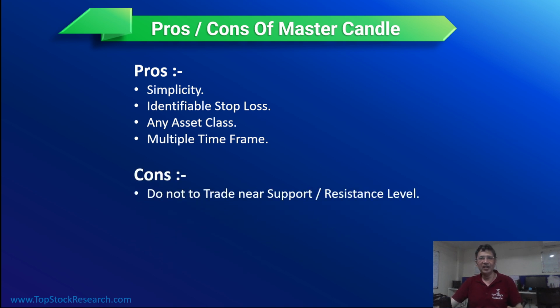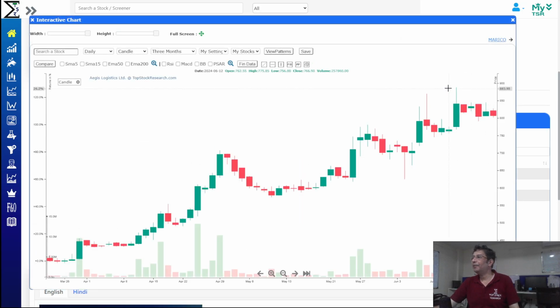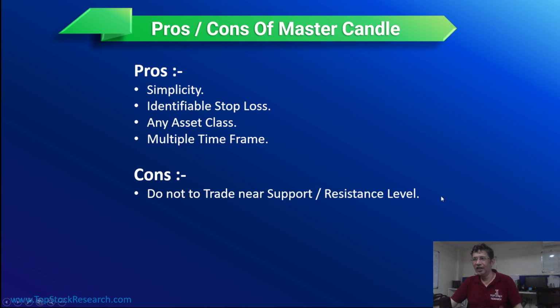Like cons, don't trade. This master candle works well unless there's something else impacting. Let's say, for example, just before the master candle there is a big support or big resistance level, then don't play with that, because that's where you are conflicting two major strategies, and you are likely to get poor results, because the other support or resistance level which is near to that level will also have an influence on the price movement, right? So avoid near previous support and resistance level.